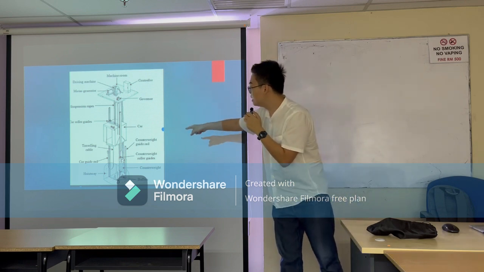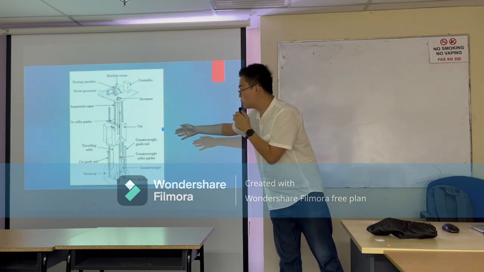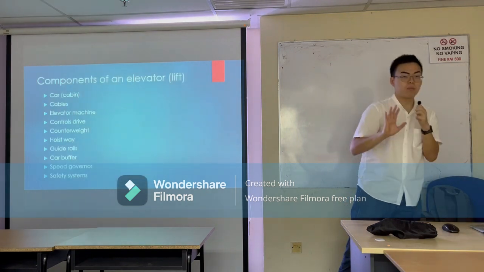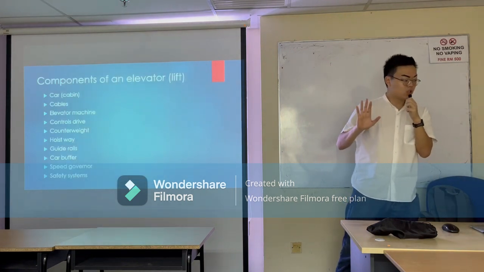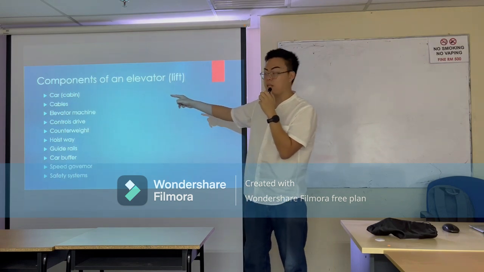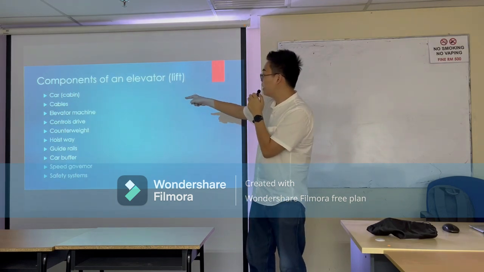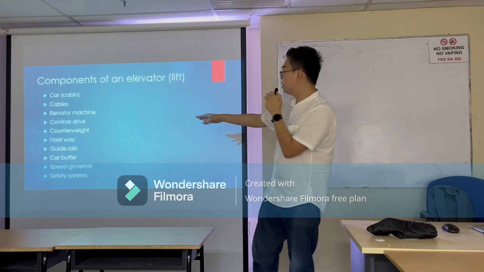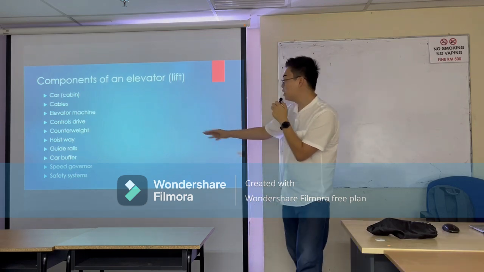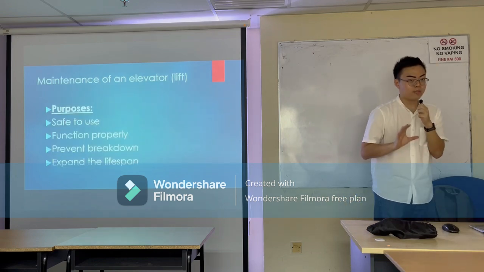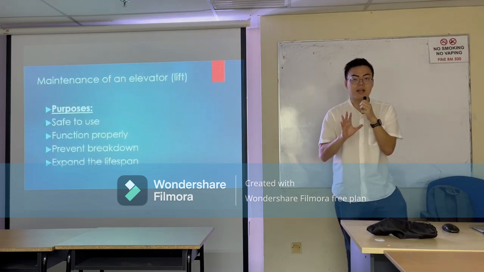As you can see, these are labels of where the parts are located. So what are the components of an elevator? There is a car, or we call it a cabin, as well as cable, elevator control drives, counterweight, hoistway, guide rails, car buffer, speed governor, as well as safety system. The important part will be the maintenance of an elevator.